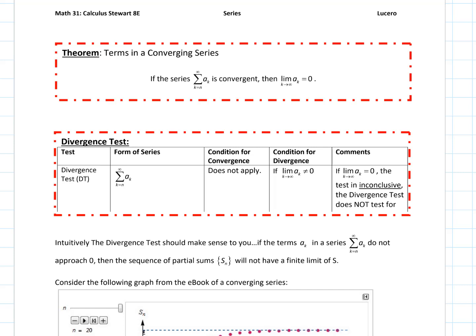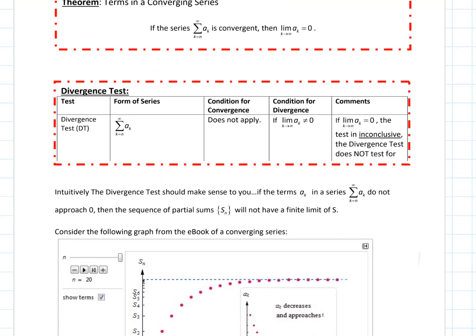The theorem is this. It says that if we have a converging series, meaning that its partial sums have a finite limit, then the limit of the actual terms that we're adding up must be equal to 0. So hopefully this intuitively makes sense. I'm going to skip over this divergence test explanation for just a second.